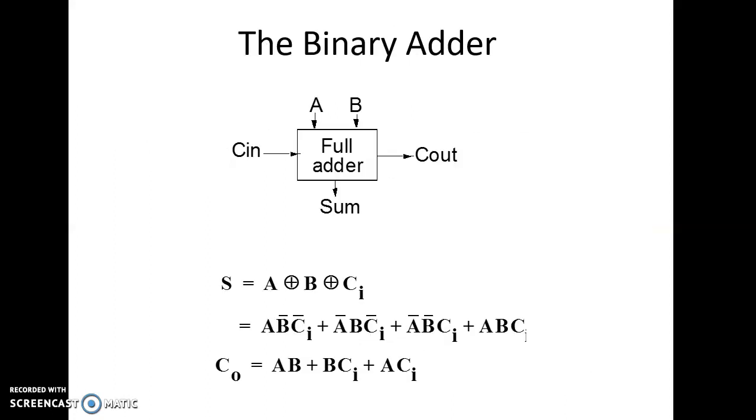So the first one is the binary adder. You are familiar with these equations or functions. The sum is equal to a XOR b XOR ci. When we expand the equations, we have a b bar ci bar plus a bar b ci bar plus a bar b bar ci plus a b ci. Similarly, the carry output is equal to AB plus B ci plus A ci, where ci is the carry input. Okay, so this is a familiar one.